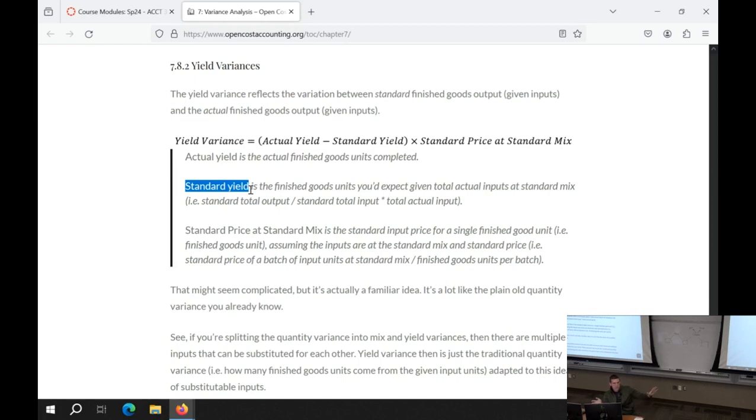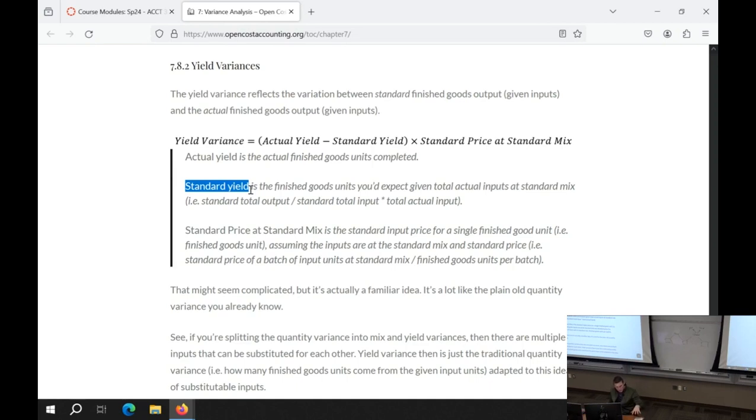Sounds unfavorable. 24,000 actual, 20,000 what we expected. Sounds like we used way more. But 7-1 is on input terms, and mix variances are also on input terms. Yield variances are on output terms. So you're going to have to reverse your logic for favorable and unfavorable, and the signs as well, for your yield variance.